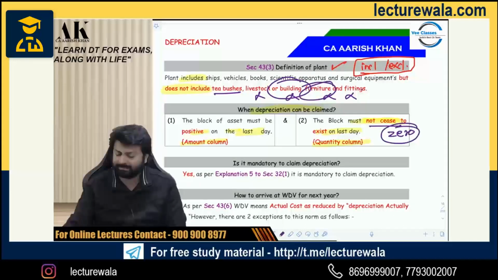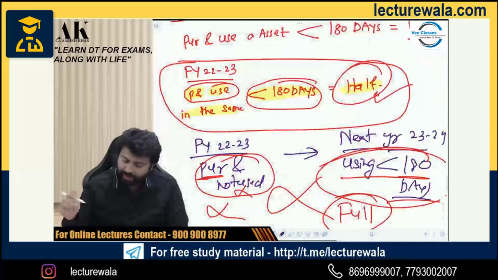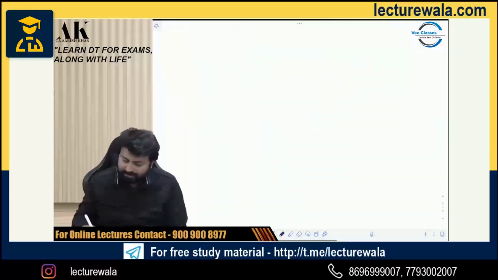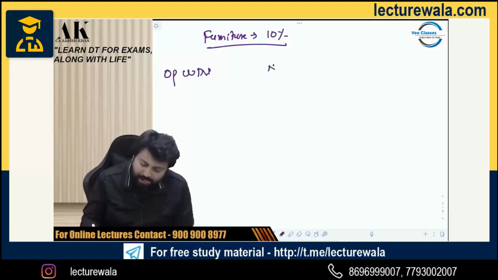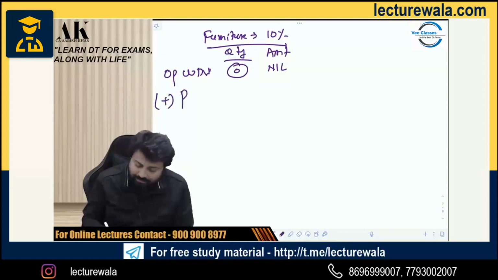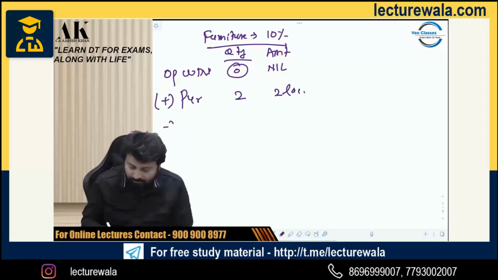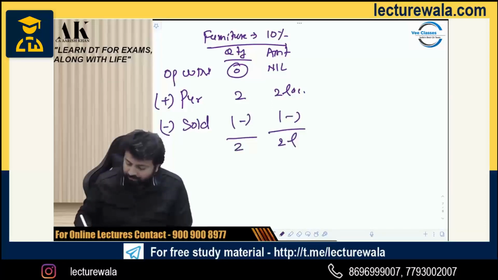Now, what do I mean by this? Pay attention. I'll give you an example. Suppose there is a furniture which is depreciated at 10%. The opening WDV of the furniture is say nil. This is the amount column, this is the quantity column. Quantity is also 0. So I purchased two furniture at 2 lakh rupees. Now I have not sold anything. So this will be nil, this will be nil, this will be 2 lakhs, this will be 2.